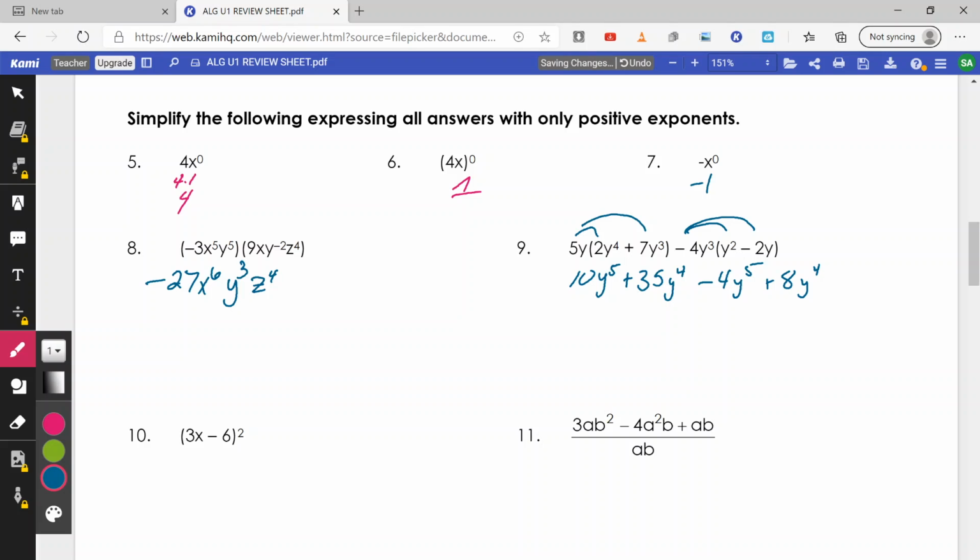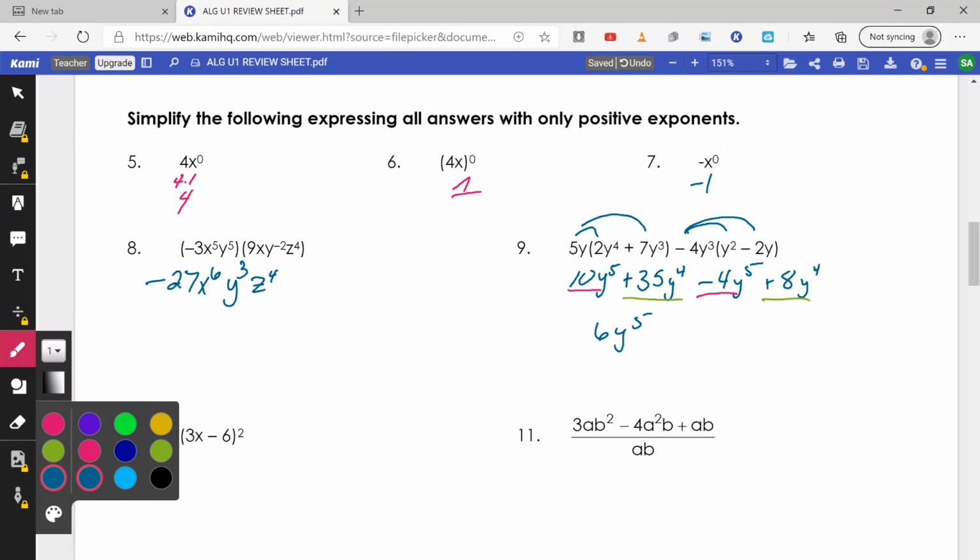Now I'm going to combine the like terms that we can. I see we have 10y to the 5th minus 4y to the 5th, which gives me 6y to the 5th. And then I have 35y to the 4th plus 8y to the 4th. When I add them together, I'm going to get 43y to the 4th.